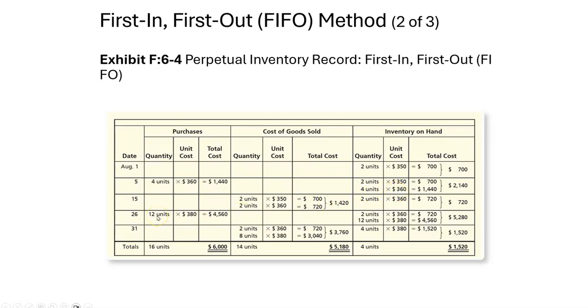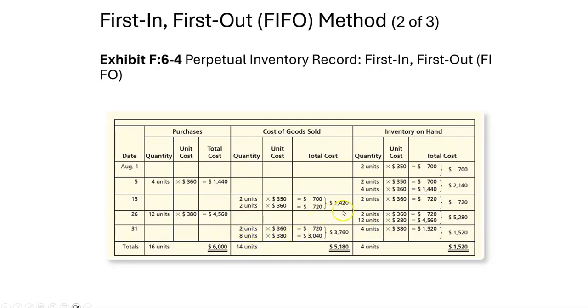Then we had another purchase on the 26th of 12 units at $380. 12 units times 380 comes out to $4,560. We bring down our old inventory, 2 units at $360 for $720, and now we have 12 units at $380 for $4,560. Total, $5,280. Then we sold 10 units.